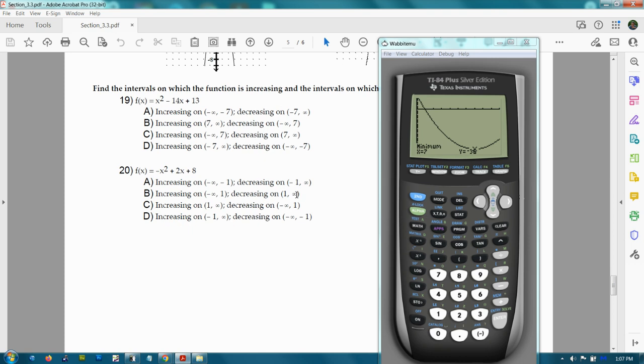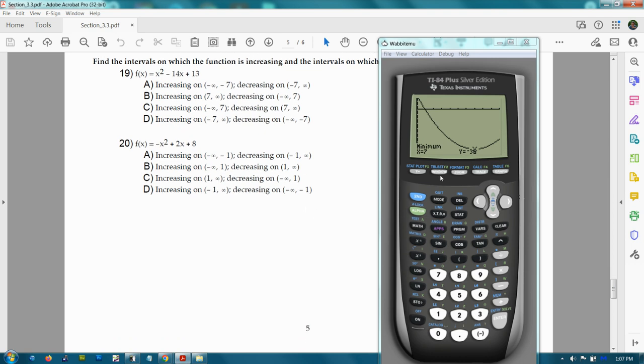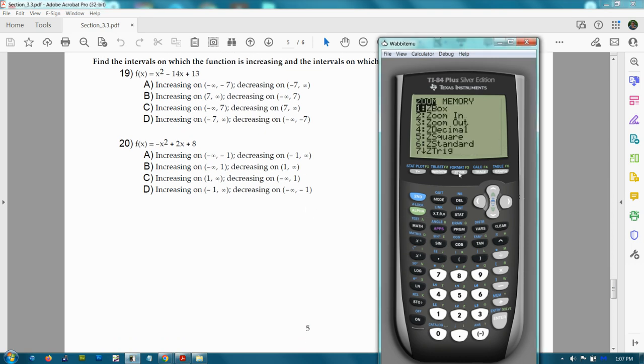I haven't talked about that much, but what I want to do now is go to my zoom and go to number 6 standard window. Puts it back to where I want. Let me clear this off, and hopefully this one here shows up a little better without me playing around with the window. 2x and then plus 8 and hitting graph.